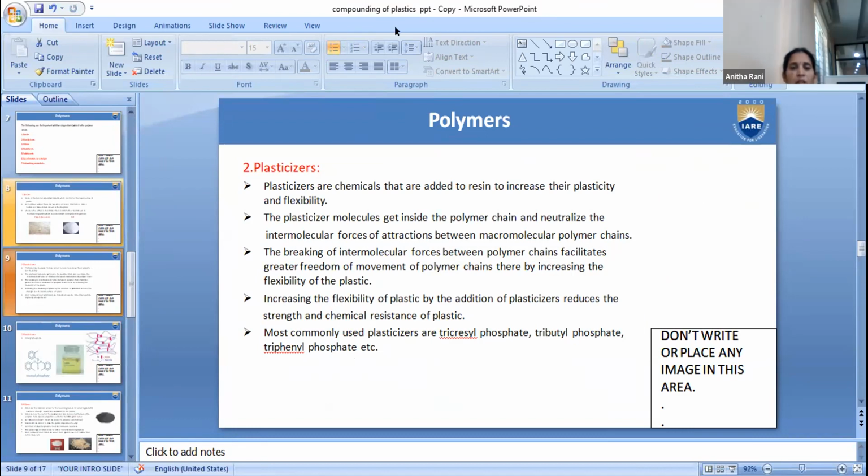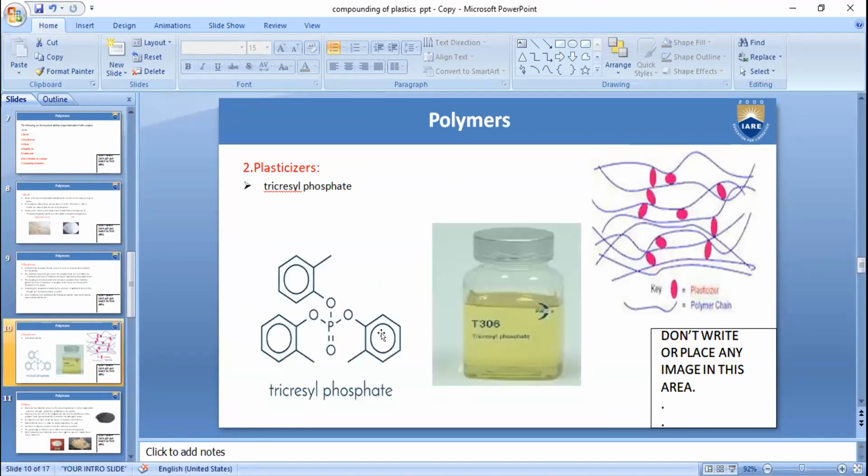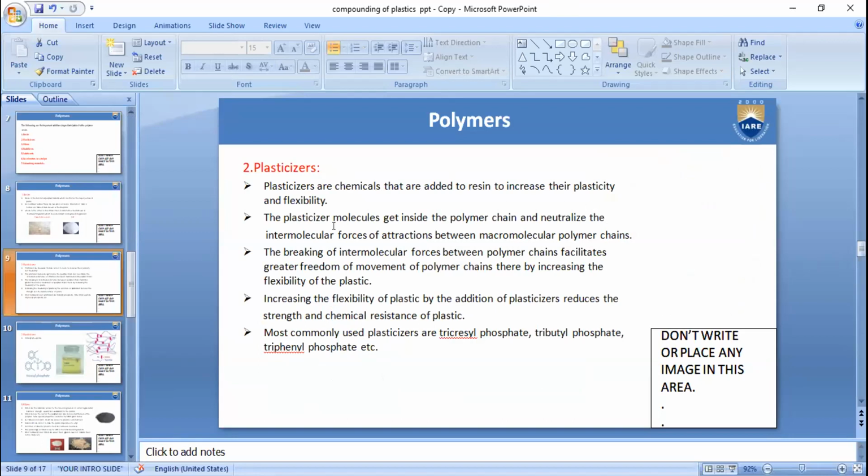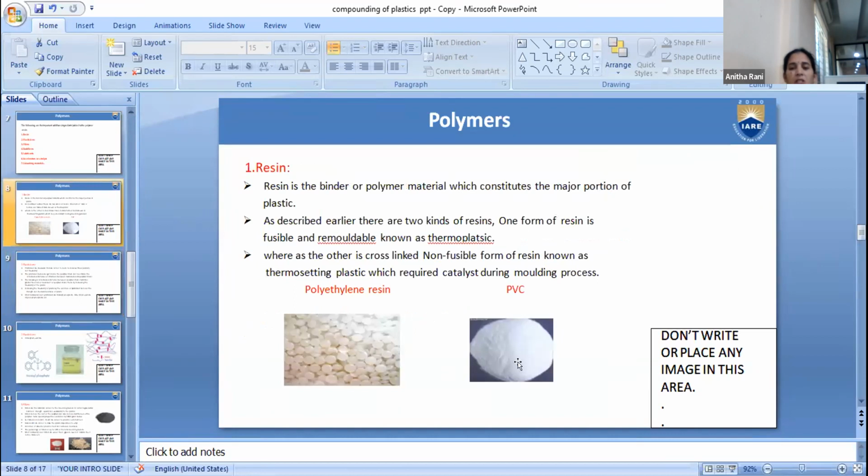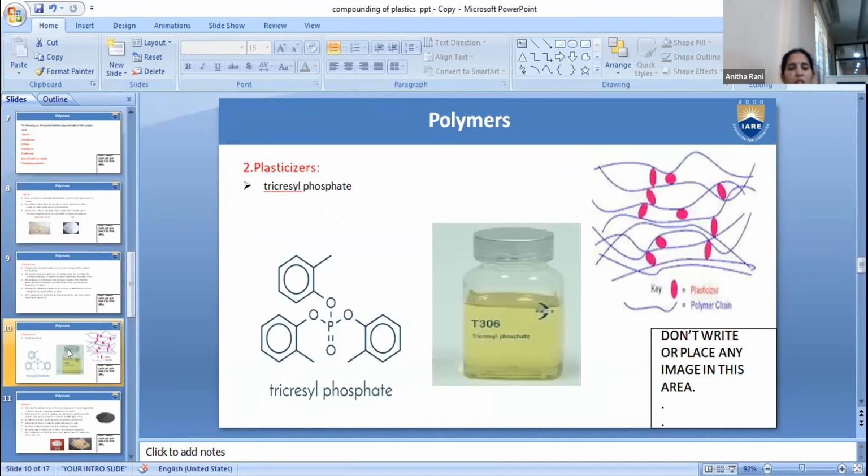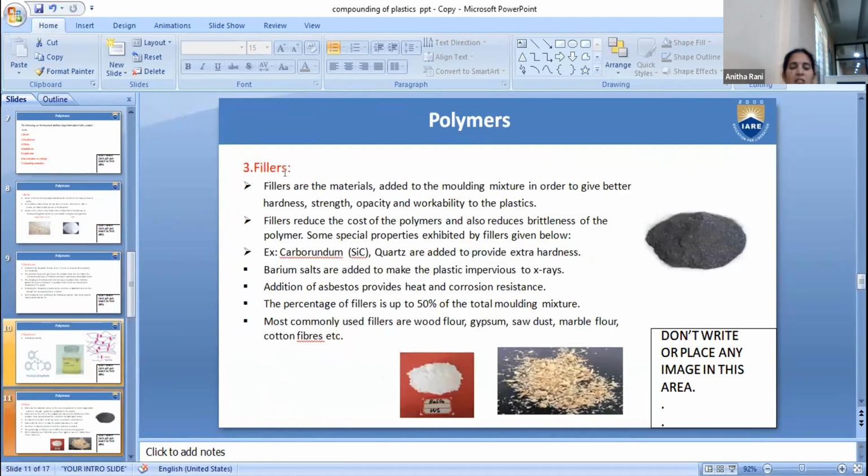Why are we using plasticizers? We are adding a chemical like tricresyl phosphate to the resin to increase the plasticity and flexibility. So there is free movement of molecules, the polymer chains, so that we can mold into any shape. For example, you want to make a raincoat. To polyvinyl chloride, you will add a plasticizer, some chemical, so that you can increase the flexibility and plasticity and go for making it into shape, making it into an article. So that is about plasticizers.